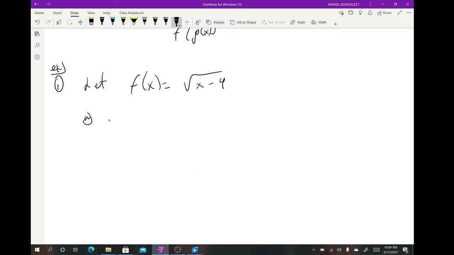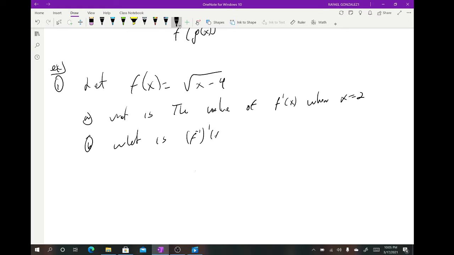Number 1, what is the value of f inverse of x when x equals 2? And B, we want to find out what is the value of the derivative of f when x equals 2. Well, first of all, let's talk a little bit about this particular function.